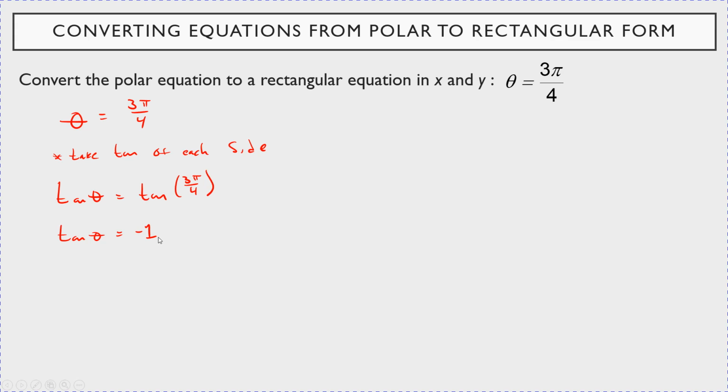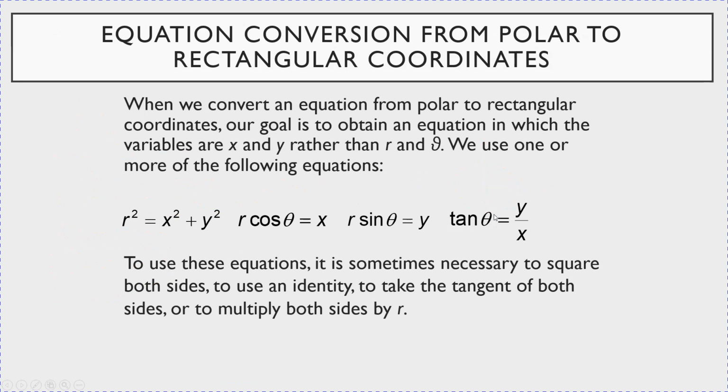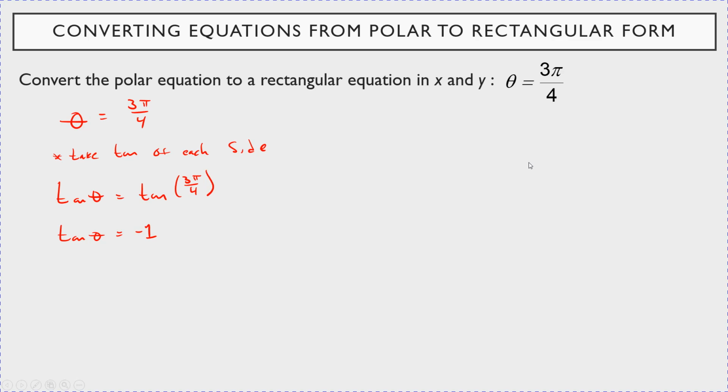So it's like, well, Matt, that's great. How does that even help us? Well, look, whenever I see a tangent of theta, I can plug in y over x. So replace tan theta with y over x. So I have y over x is equal to negative 1, or solving this, I have y is equal to negative x.